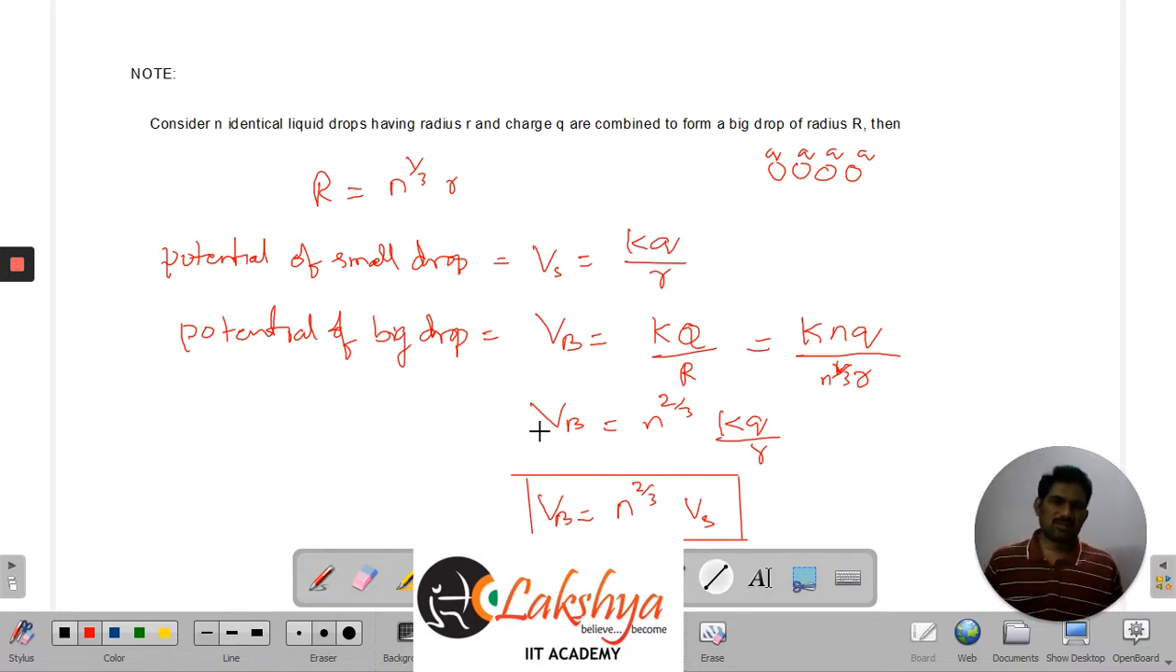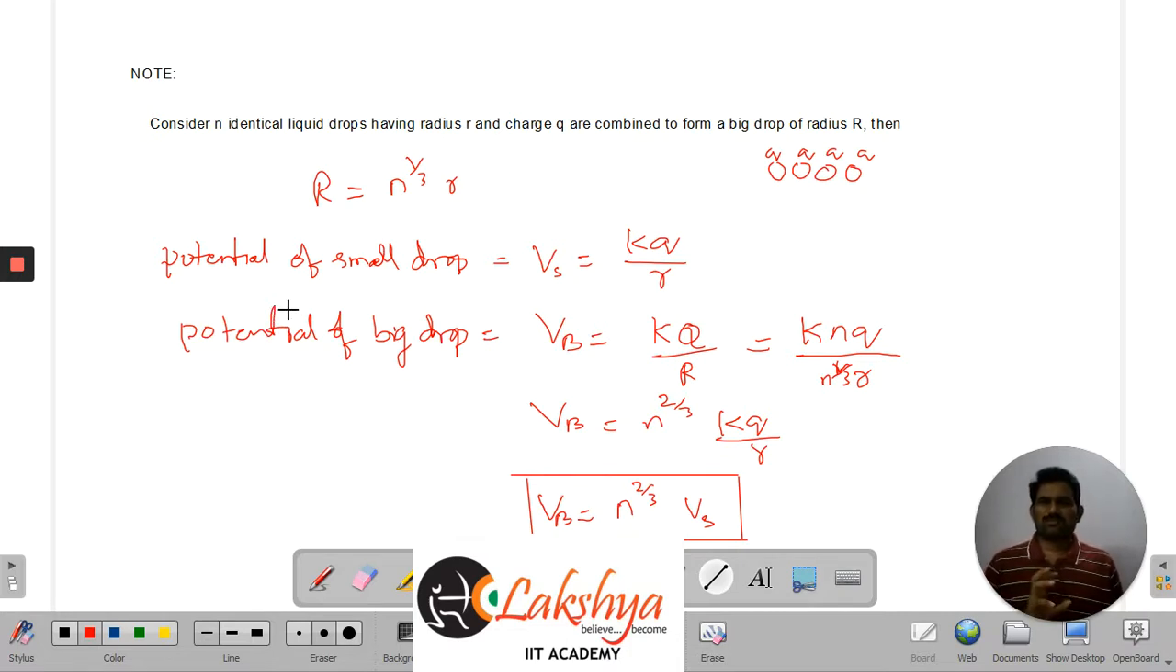Next we need to discuss some problems based on this, which I can explain in the next class. You can solve the level 1 and level 2 problems based on such potential expressions, potential due to continuous charge distribution, or potential due to drops. Such problems you can easily solve. In the next class we will discuss problems based on the continuous charge distribution, that means potential due to the continuous charge distribution and its applications.